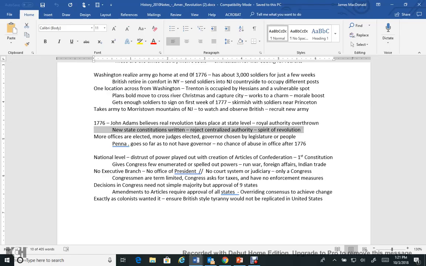The Declaration said government is a necessary entity. You choose to create a government, because without one, there'd be chaos.